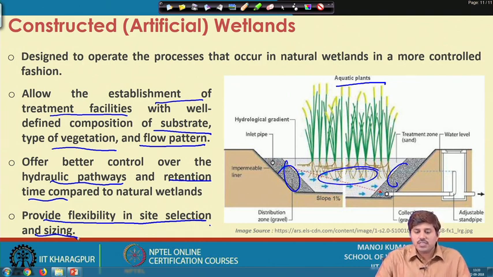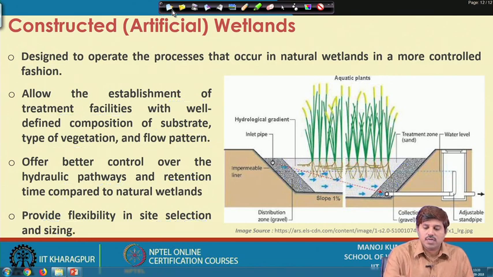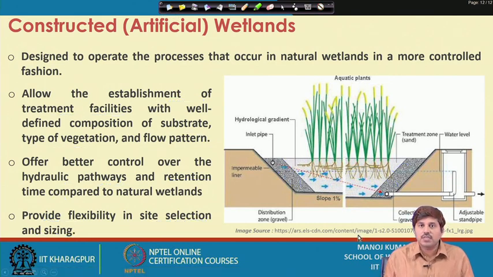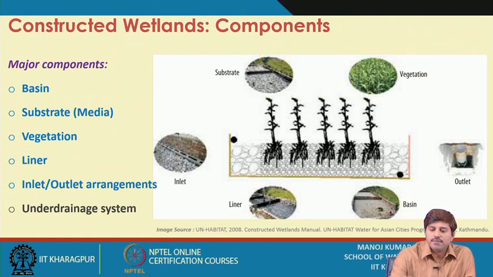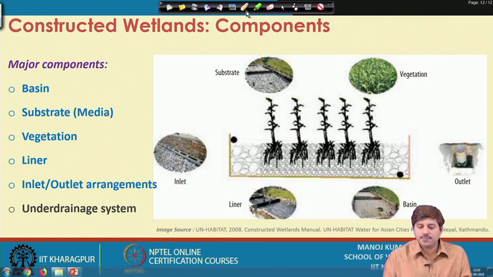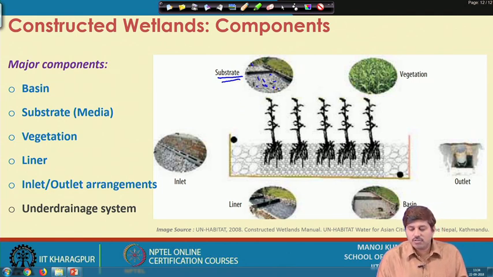So, that is the advantages of constructed or artificial wetlands, which gives us much more flexibility in operation, in design, in construction, in management and in process control as well. Now, if we see the different components of a constructed wetland, there are various components. There is substrate, which is the media we put at the bottom. So, that is your substrate.